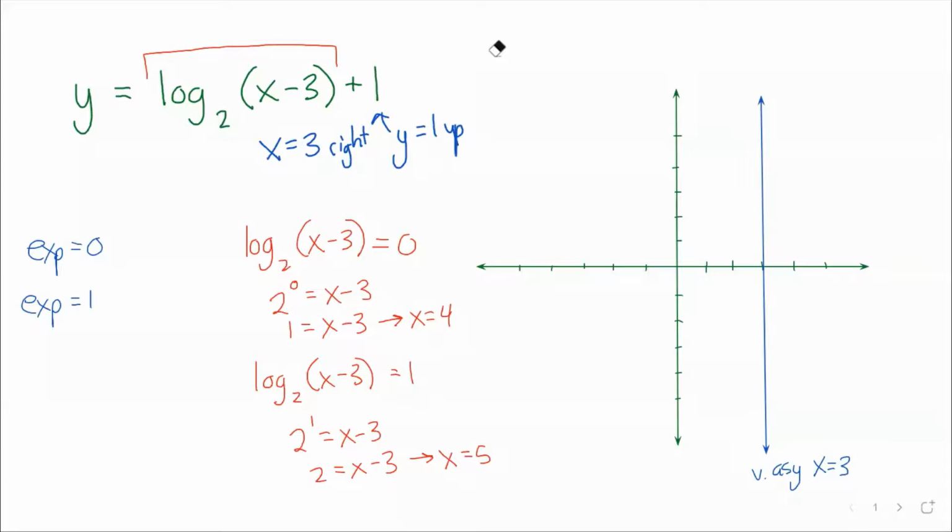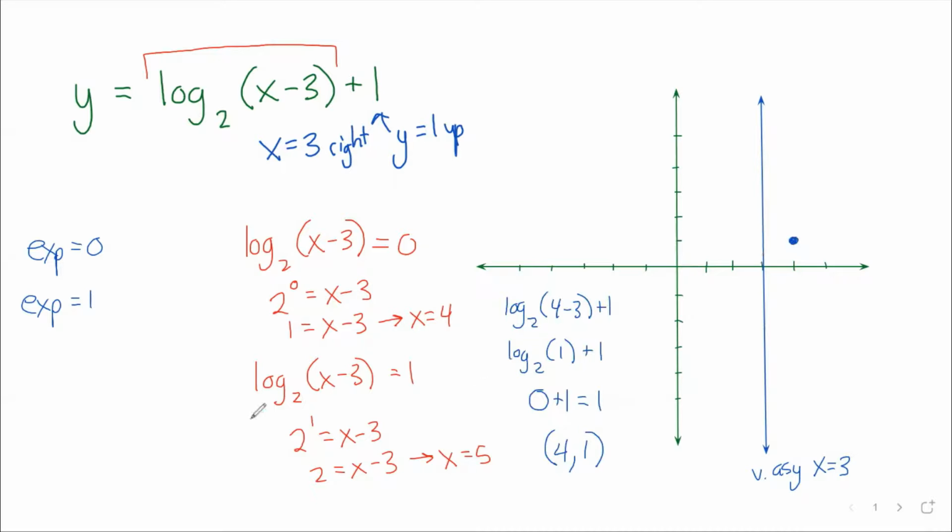Coming back here, when we have x equals 4, I'll write this out just to be safe. It'll be log base 2 of 4 minus 3 plus 1. Remember, this is 0 because we made it that way on purpose. 2 to the 0 power is 1. Okay, so that gives us our first point. When x is 4, y is 1. Then I'll put that on here. When x is 4, y is 1.